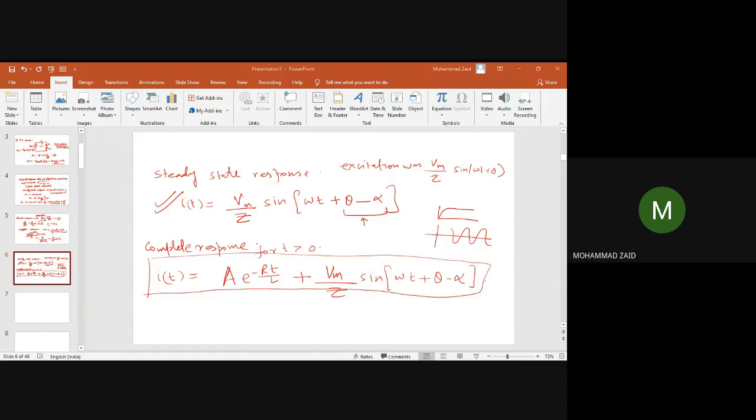Ahmad Khan is asking from where we are getting the transient response. Ahmad, we are getting the transient response because we are switching the circuit. The RL circuit is there. Only the excitation has changed. So the energy storing element is already there, that is L. The current through the L cannot be changed instantaneously. That's why we are getting the transient response.